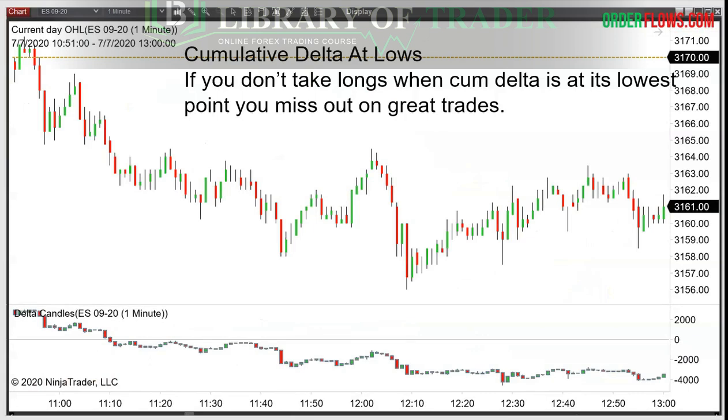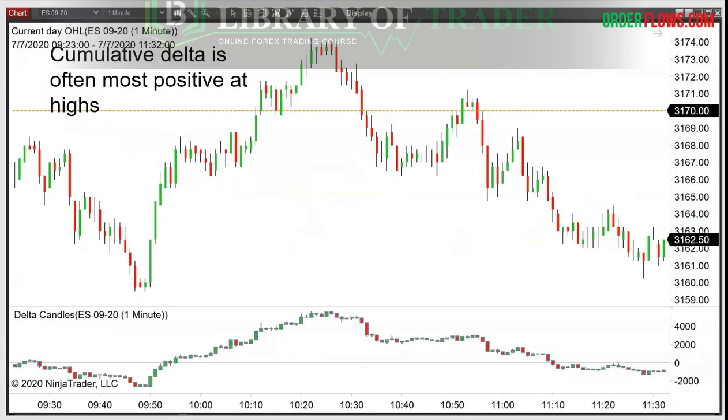Now, cumulative delta at lows, it's the same thing, right? If you're putting yourself in that box, well, cumulative delta is so weak, it's such a strong negative number, I can't take any longs. Well, you're going to be missing this buying opportunity right here. You're going to be missing this other buying opportunity right here. Okay? You got a nice sell coming in right here off this little rally. Okay, that's a nice move, but you're going to be missing this buy. You're going to be missing this buy. Okay, don't put yourself out of the market when there's some great trading opportunities.